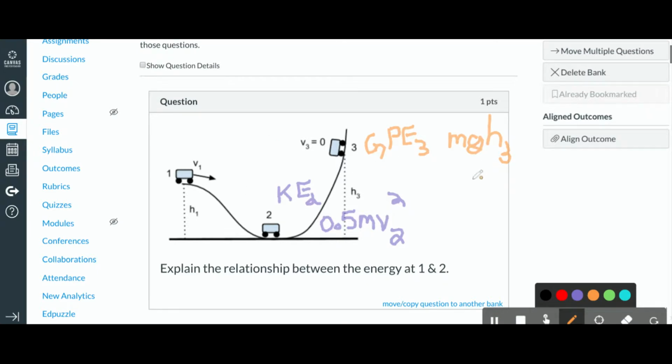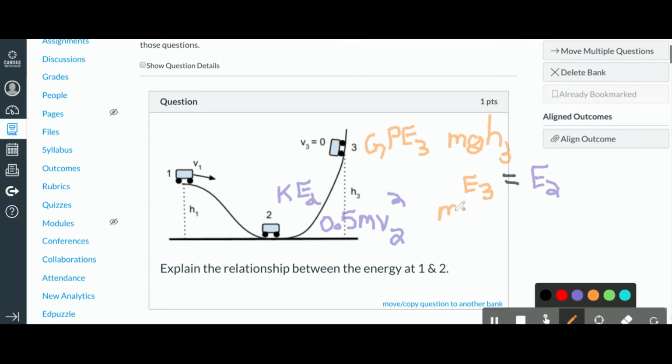So now we're going to write the relationship. This time I'm going to write it backwards from how we usually say it. Doesn't matter, it's an equal sign, so you can switch things around. The equal sign, you can always spin it. So E3 equals E2. So in this case, E3 we know, we figured out it's GPE3. So E3 is mgh3.